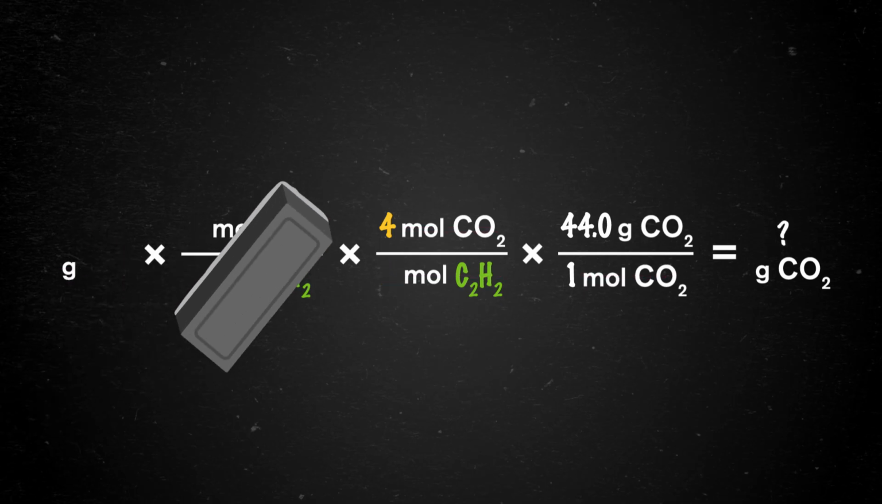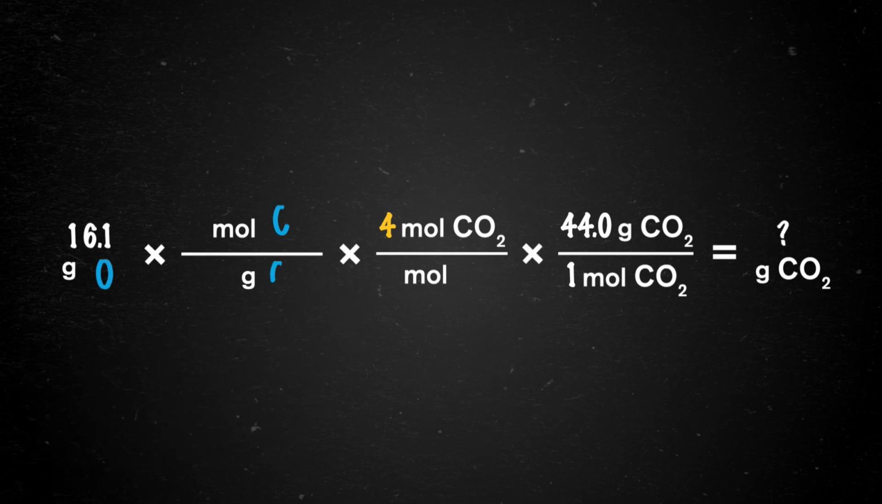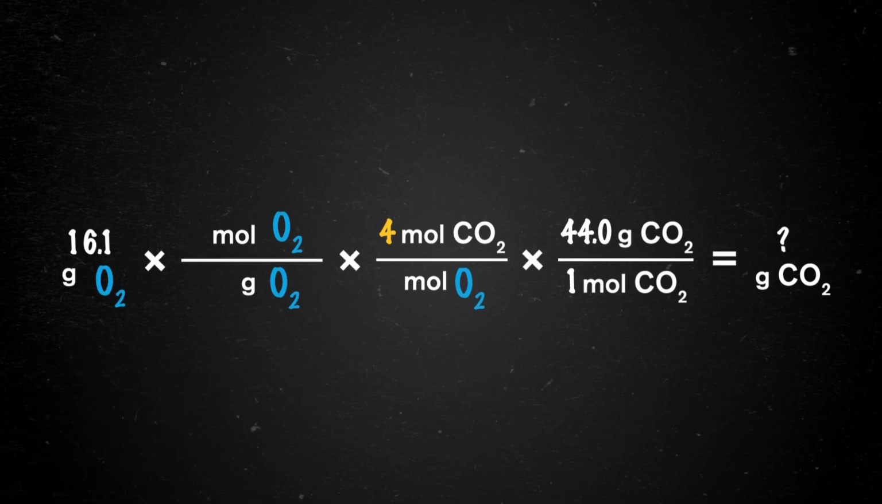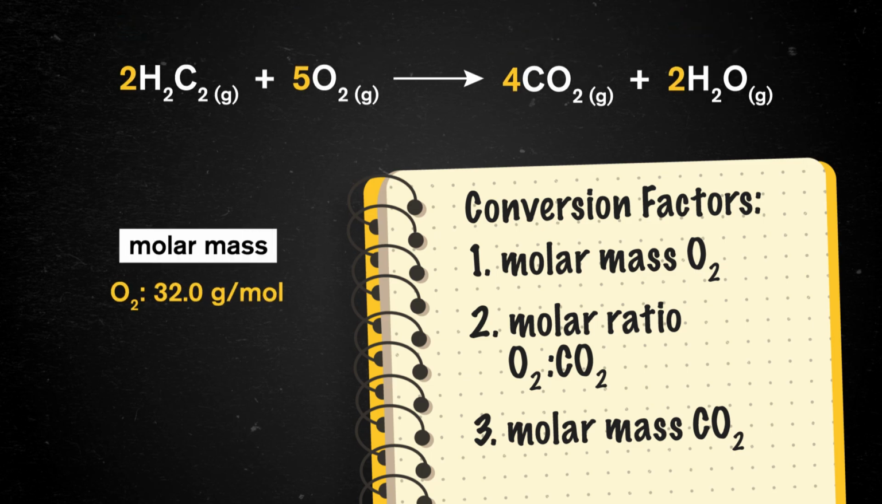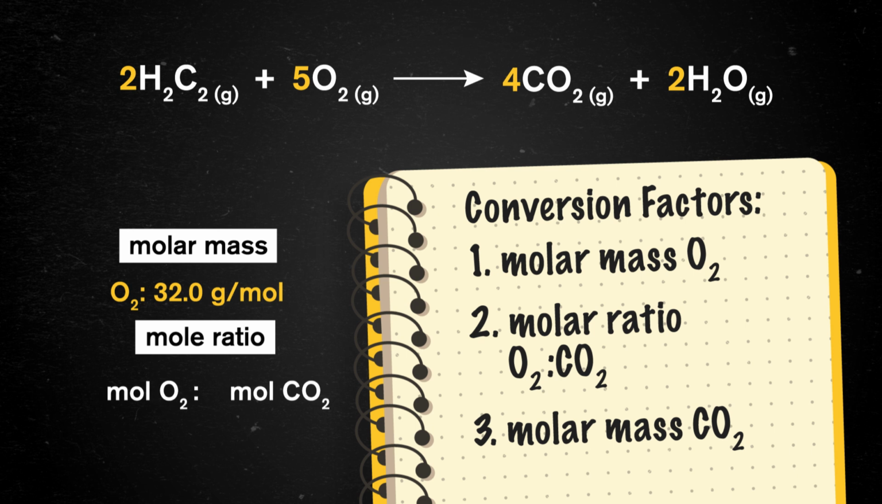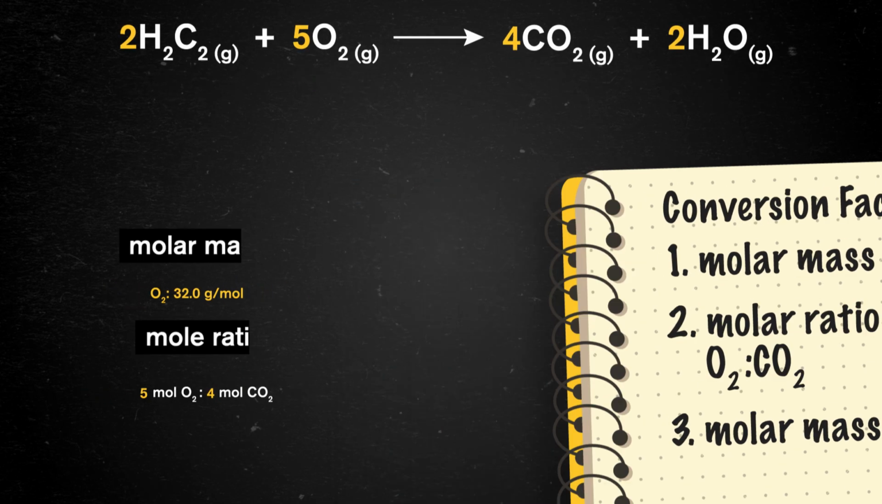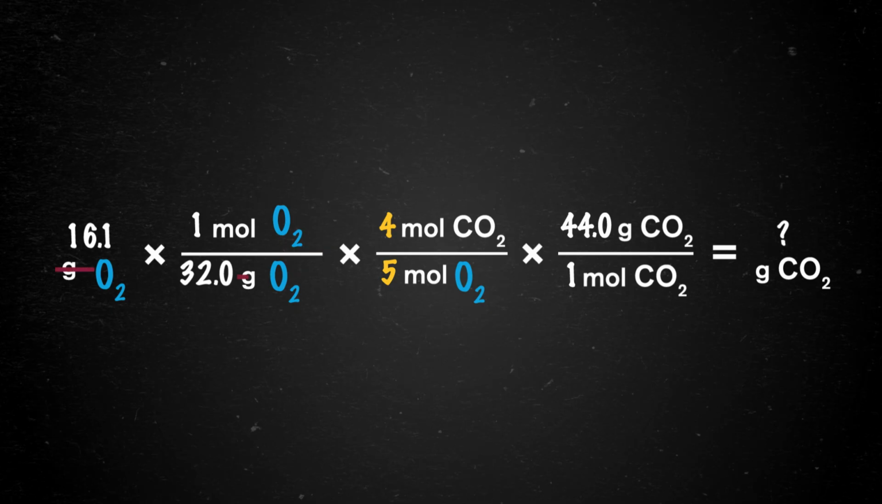Moving on, we'll do the same setup for our other reactant, 16.1 grams of diatomic oxygen. We still need 3 conversion factors to navigate us to the units we want. This time, though, we'll use the molar mass of oxygen. We'll also need a new mole ratio that gets us from moles of O2 to moles of CO2. From our reaction, it takes 5 moles of O2 to produce 4 moles of CO2. So we'll use that relationship as our mole ratio. Once we plug in our known numbers, we can cancel out grams of oxygen and moles of carbon dioxide, and our result is 17.7 grams of carbon dioxide produced by oxygen.